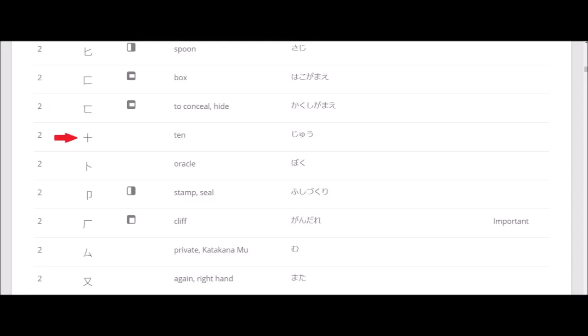Ju, 10. Boku, which is oracle. Fushitsukuri, which is stamp or seal. Gantare, which is a cliff, and yes, this is very important. It's a very commonly used radical. Then we have mu, which, if you know katakana, that's basically katakana mu right there, and it also means private. Then you have mata, which is again, or right hand.